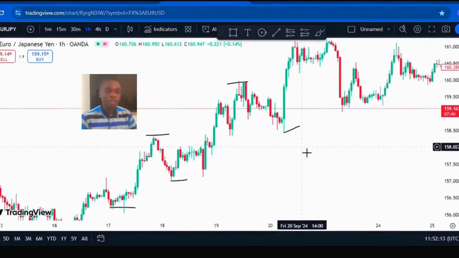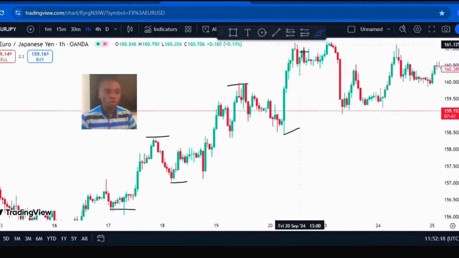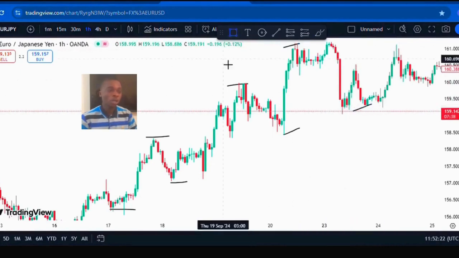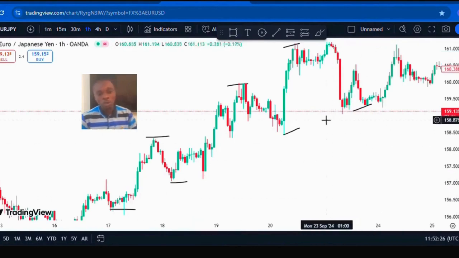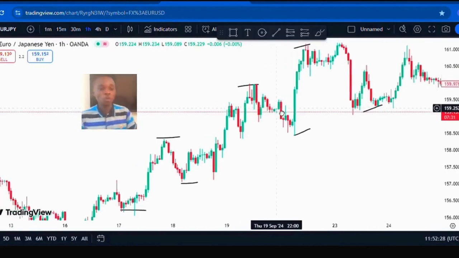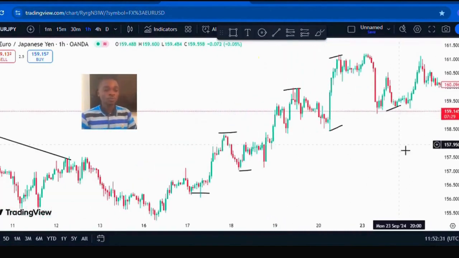Just like this, the market kept on forming, went up, formed again, just like that. Various support and resistance. Too many support and resistance, and most of you will be confused on what to do.